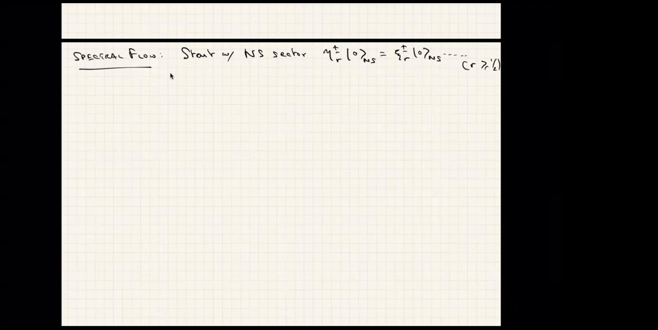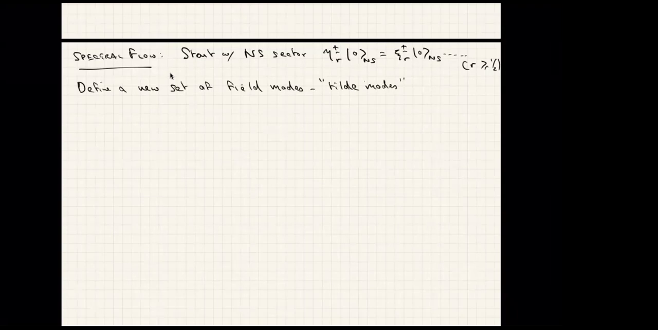But now to define the spectrally flowed sectors, I do something at first sight a little funny. I define a new set of field modes, what I'll call the tilde modes. These are modes with a tilde, which are just the same as the original modes, but with some shift in the mode number.